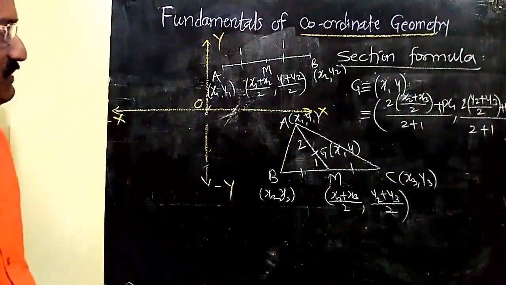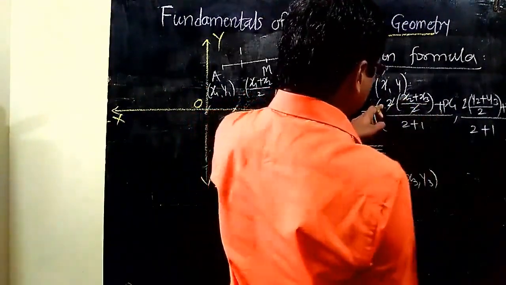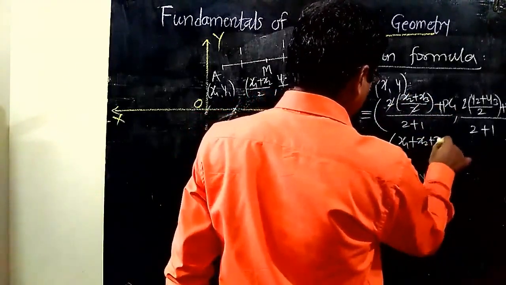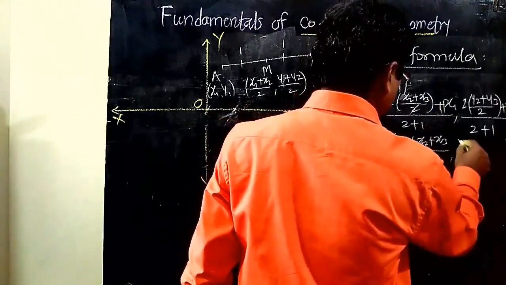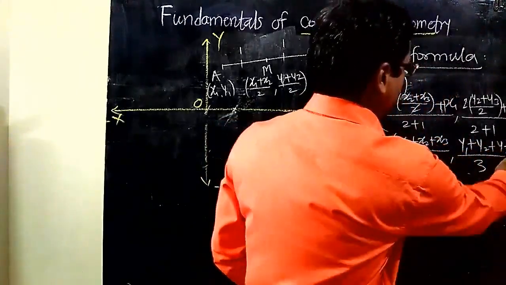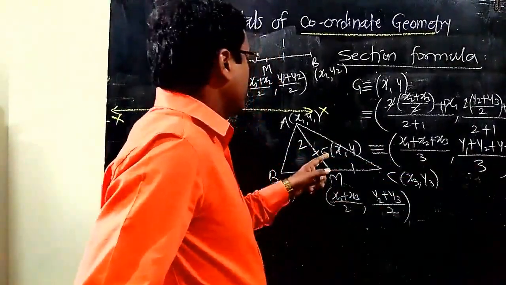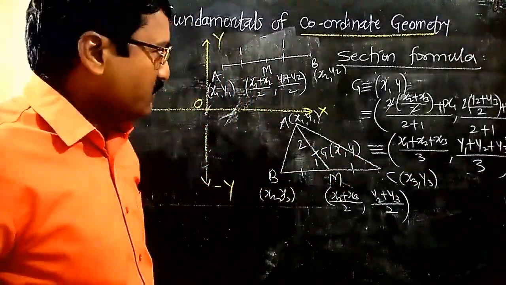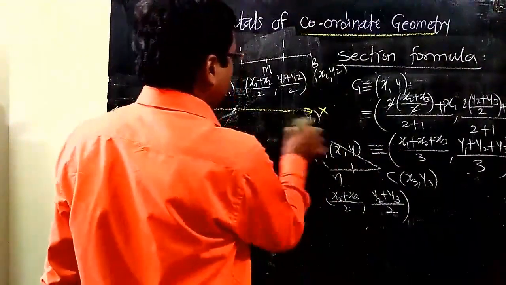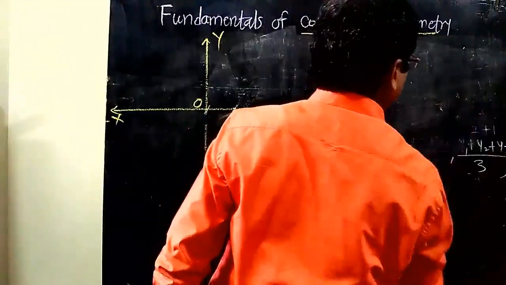So this is the application of the section formula to find the coordinates of the centroid. Here the 2 gets cancelled, and remains x1, x2, x3. So we get x1 plus x2 plus x3 upon 3, and y1 plus y2 plus y3 upon 3. So these are the centroid formulae to find the coordinates of the centroid of the given triangle ABC. These are useful in our further topics: distance formula, section formula, midpoint formula, and centroid formula.